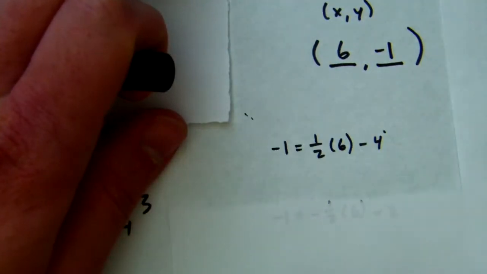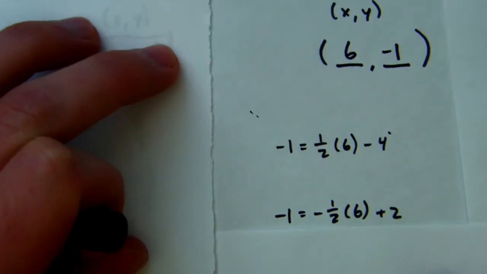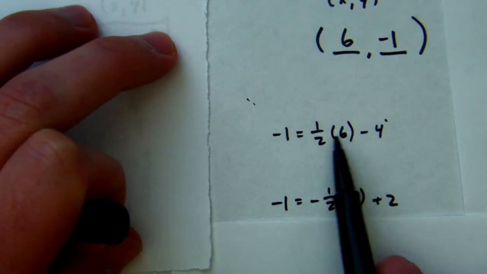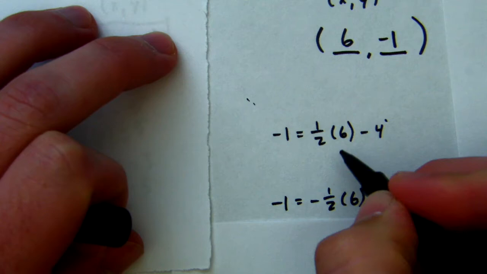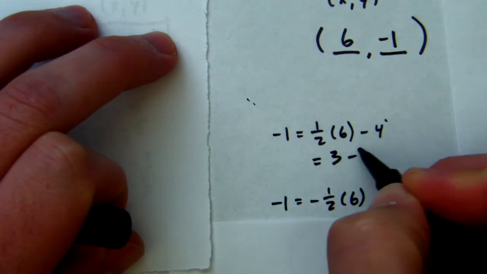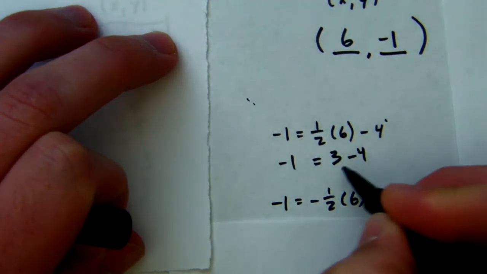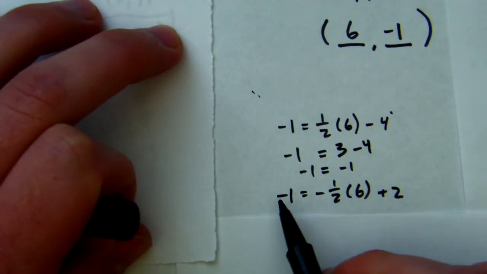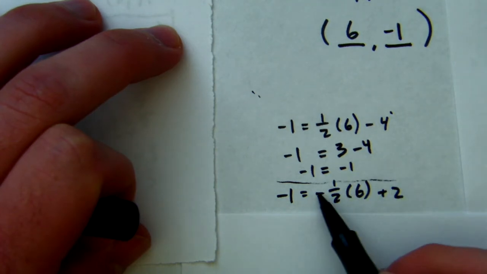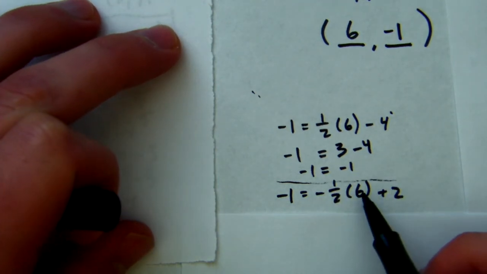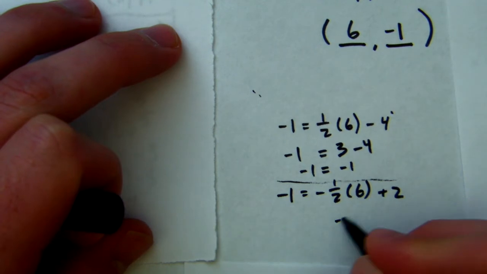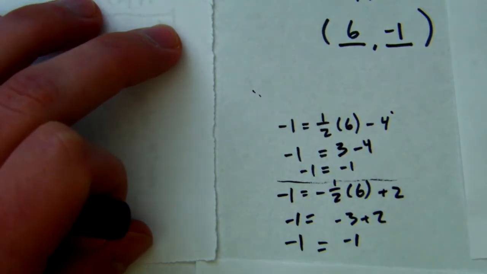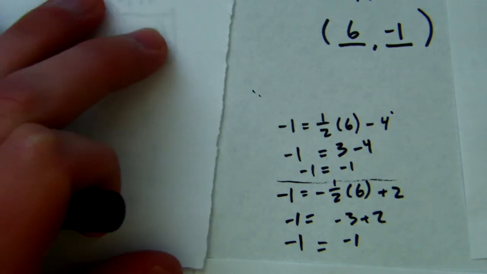Just to double check, here is our first equation, y equals 1/2 x minus 4. If I plug in 6, 6 times 1/2 is 3, minus 4 equals negative 1. Negative 1 equals negative 1, so we know that works. Then I plugged 6 and negative 1 into the second equation: negative 1/2 times 6 is negative 3, plus 2, equals negative 1, which equals negative 1. So we know that point satisfies our equations.